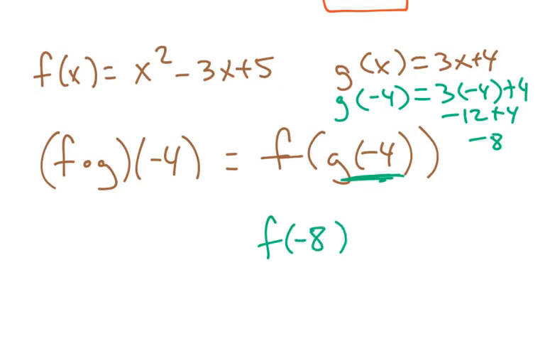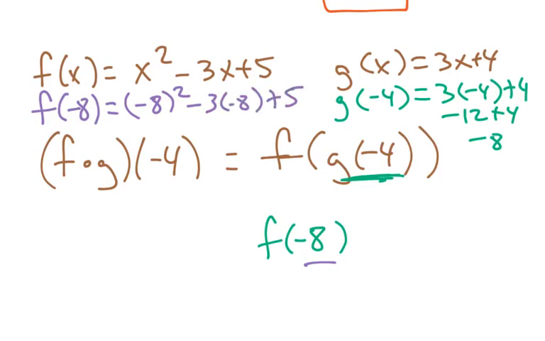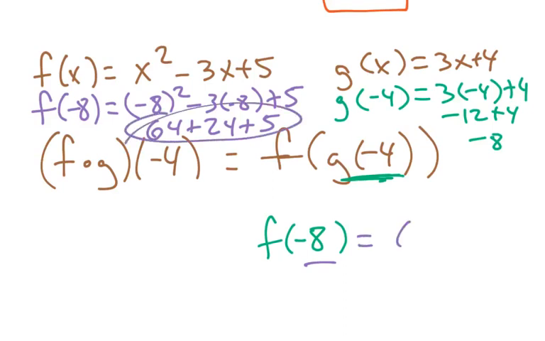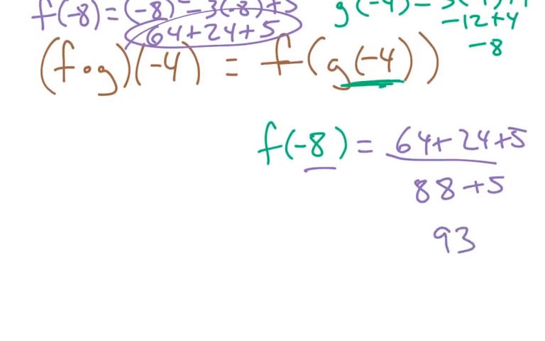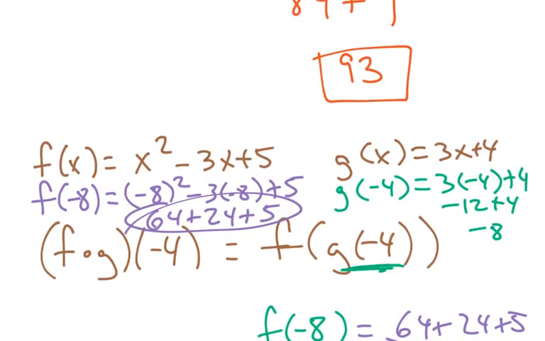Well, how do we solve for f of negative 8? You take negative 8 and you plug it in here. So f of negative 8 is negative 8 squared minus 3 times negative 8 plus 5. So this would be 64 plus 24 plus 5. So what does that give me? Let me take all of this and rewrite it over here. Well, 64 and 24 gives me 88, plus 5, which is 93. And so it's the same value here, right?